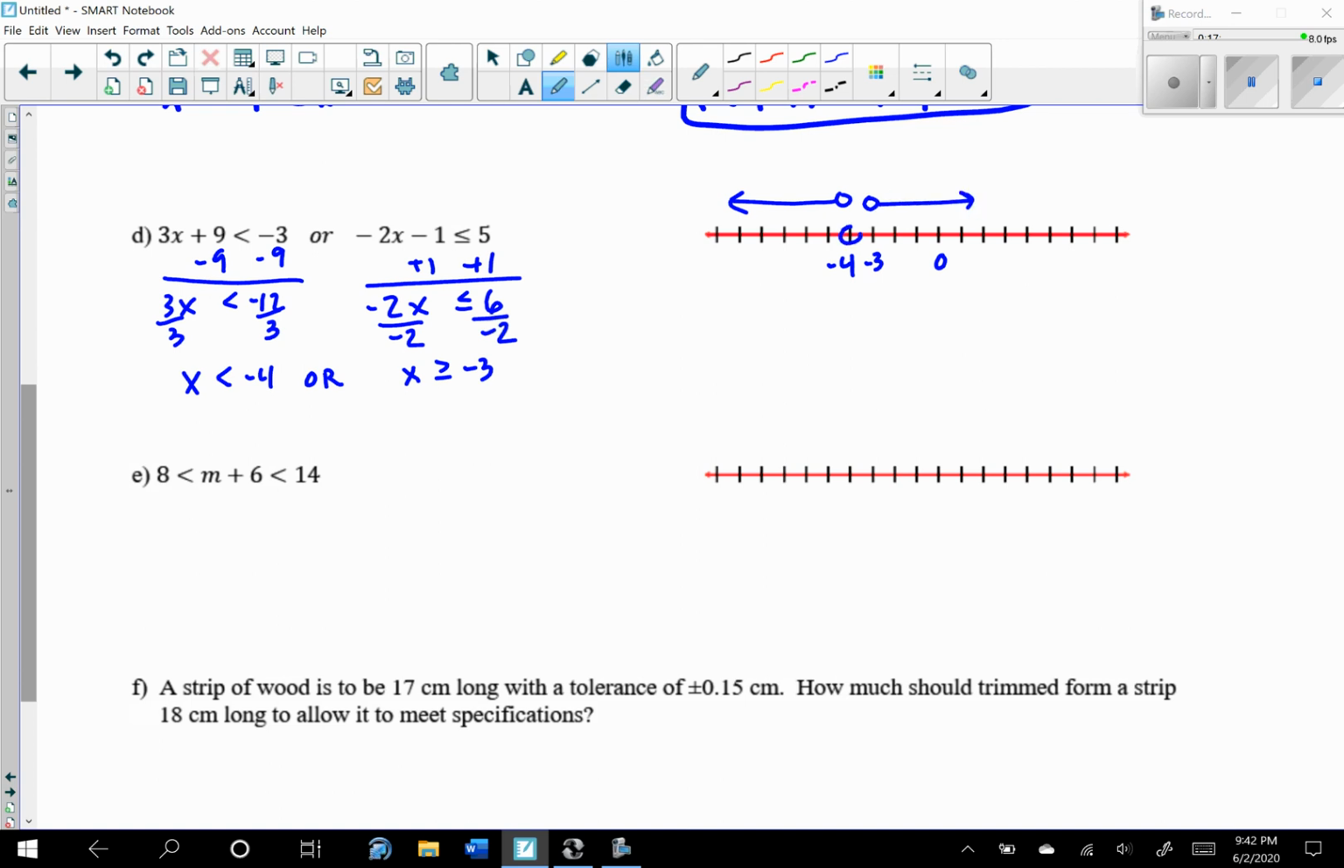So that's what we would shade on our number line. Because this is an OR problem, we shade everywhere we have a line. So negative infinity to negative 4, union negative 3 to infinity is our interval notation.